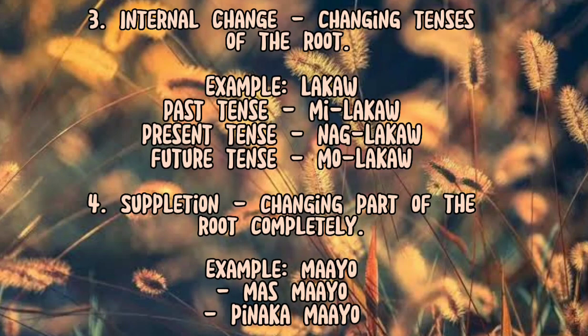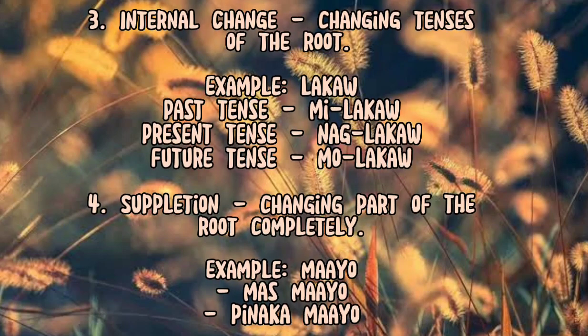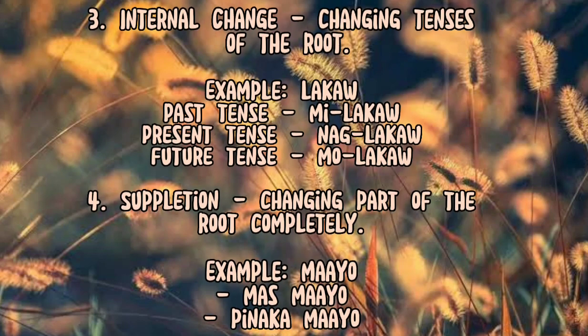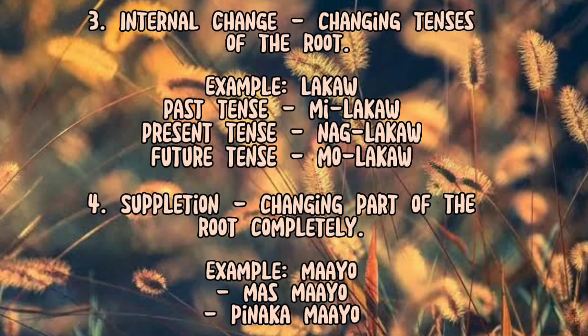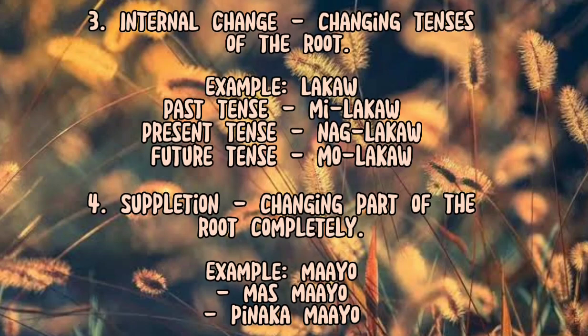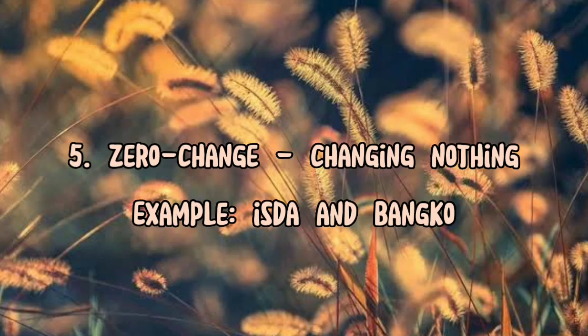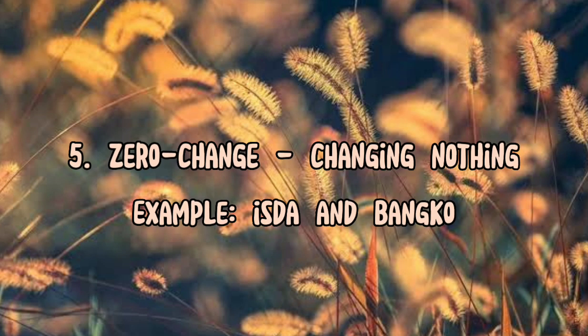Number 4. Suppletion. It is changing part of the root completely. Example, maayo. Mas maayo, pinakamaayo. Another example, gihigugma. In using suppletion, it becomes mas gihigugma and pinakagihigugma. And the last type of morphology is number 5, zero change. It means changing nothing. Example, isda and bangko.